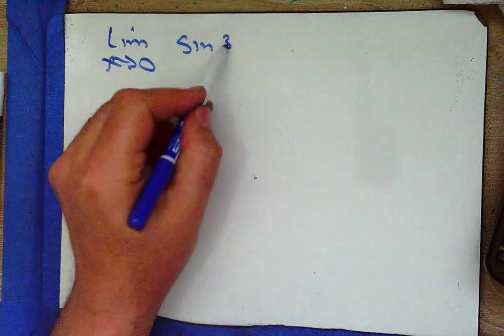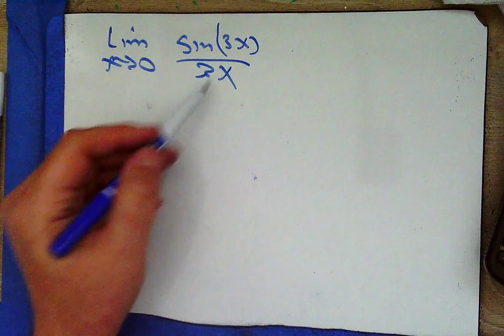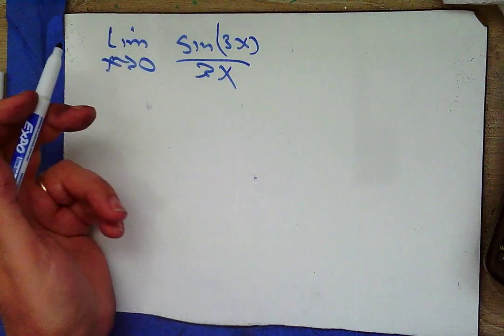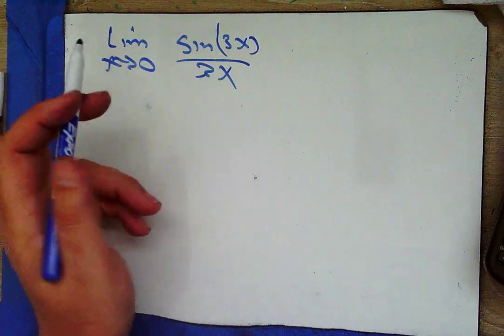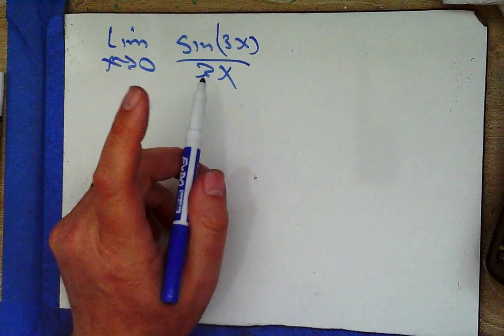Next, how about the limit as x approaches 0 of sine 3x over 3x? Again, when I do direct substitution, I get 0 over 0. So is this going to be 1? Is this going to be 3? Is it going to be 1/3? I don't know. Well, here's what I know.